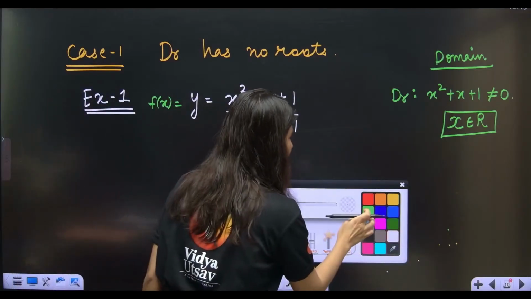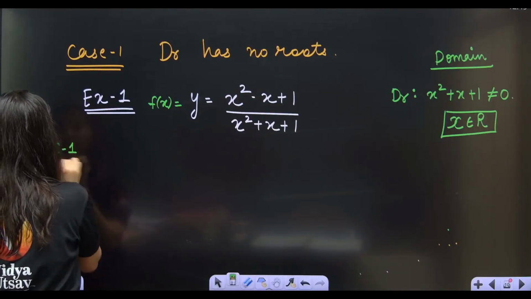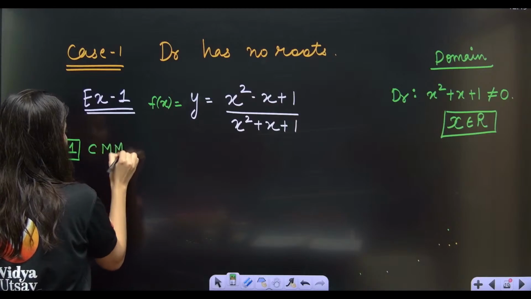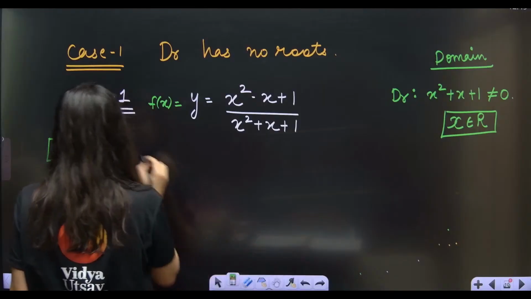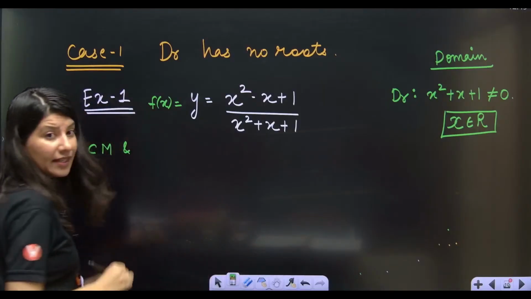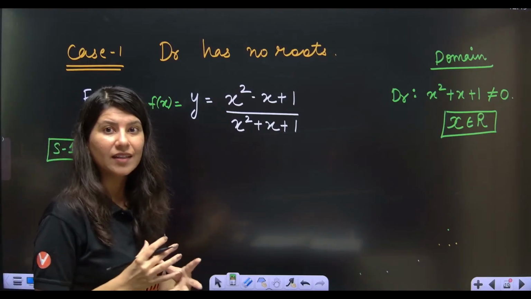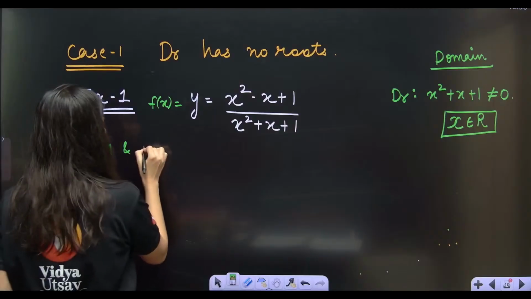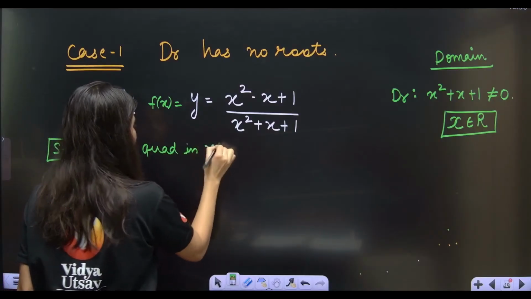First of all, the very first step, step number 1, is you have to cross multiply. CMM, cross multiply method. Cross multiply and create a quadratic in x. This is your step number 1.